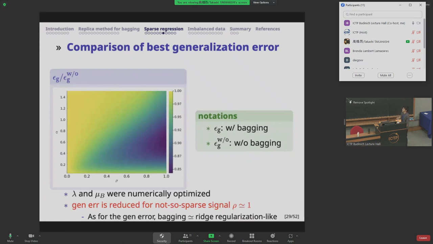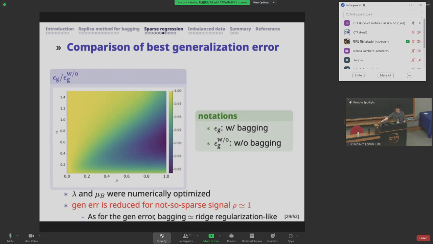And as you can see, the generalization error is significantly reduced when W0 is not so sparse. But when W0 is very sparse, and there is a sufficiently large number of data points, the improvement is not so significant. So if we only focus on the generalization error, then bagging is very similar to L2 regularization.